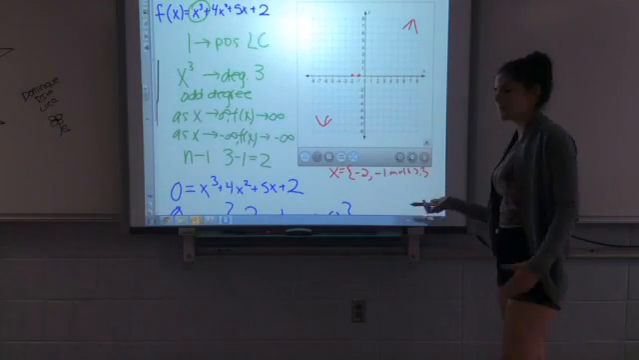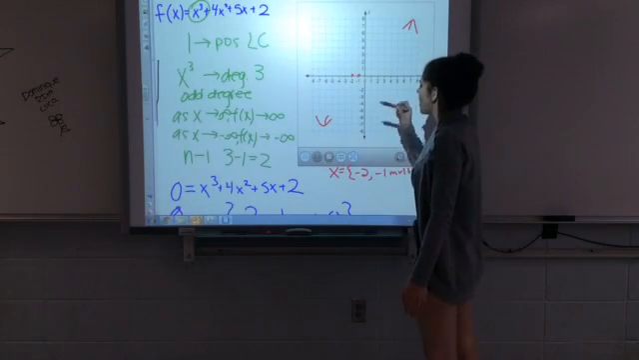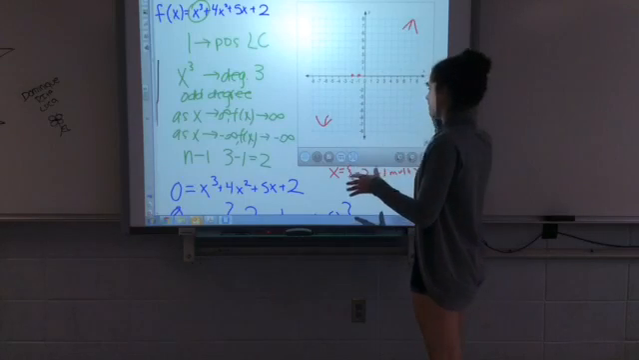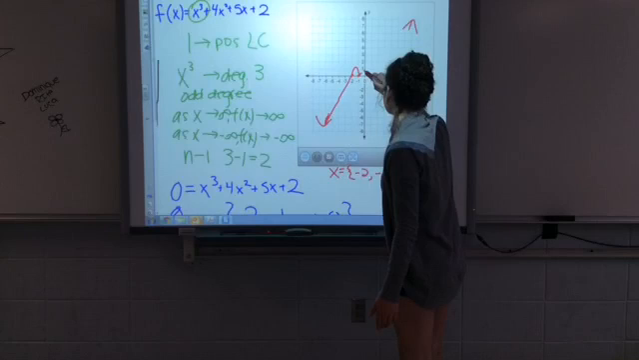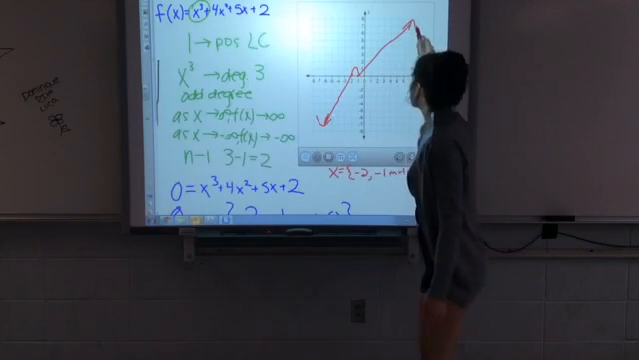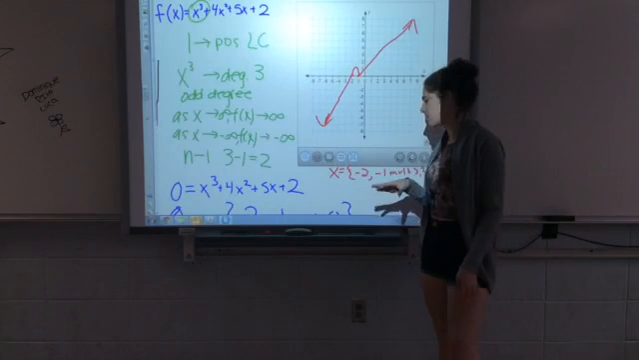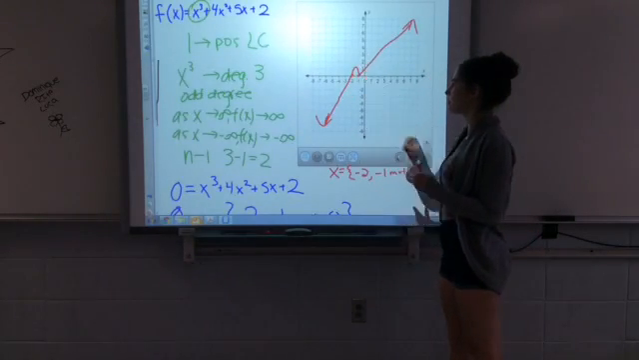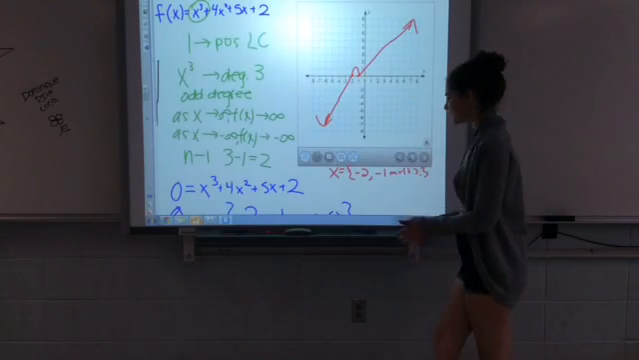And you may be thinking, what does a multiplicity of 2 mean? So what that means is that when the graph hits negative 1, it's simply just going to touch the point and then go away. So when there's a multiplicity of an odd degree, the graph goes straight through. But if it's of an even degree, it just touches it.